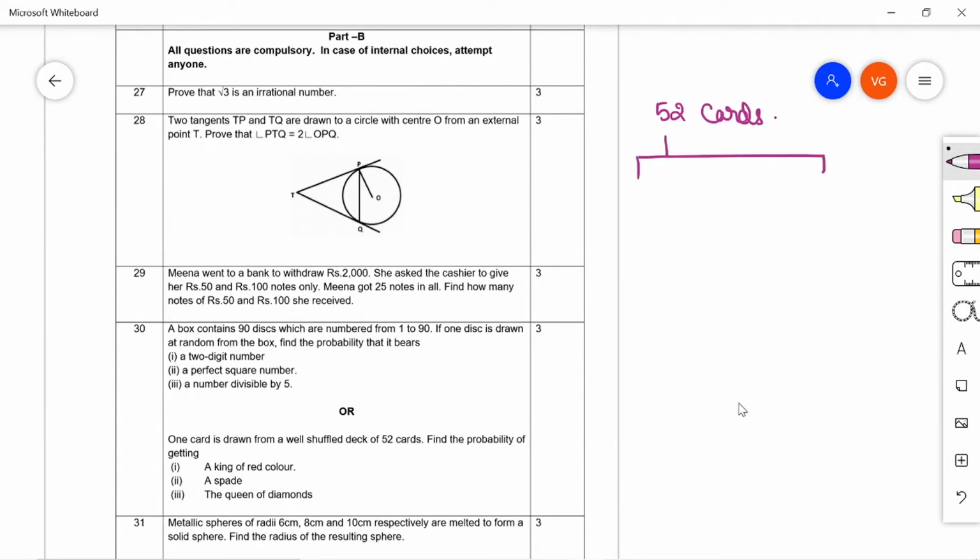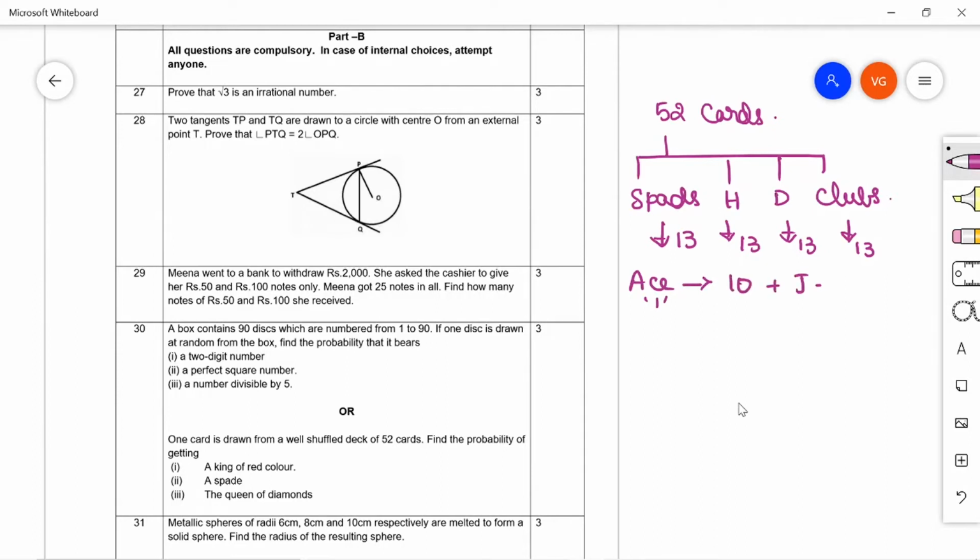This is divided into 4 suits. They are spades, hearts, diamonds and clubs. Each suit has 13 cards. These 13 cards consist of ace, which is considered as 1, 2 to 10, along with jack, queen and king. So you will have black and red sets in this, black plus red together, right?